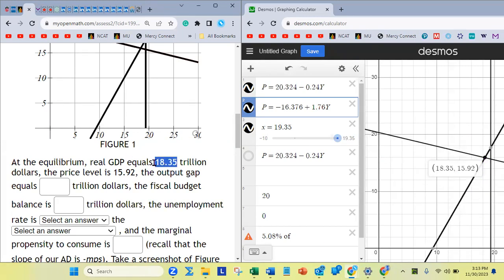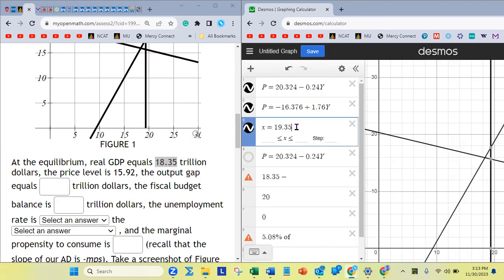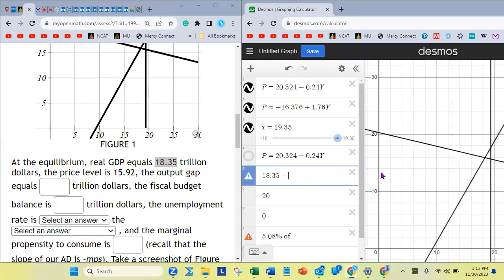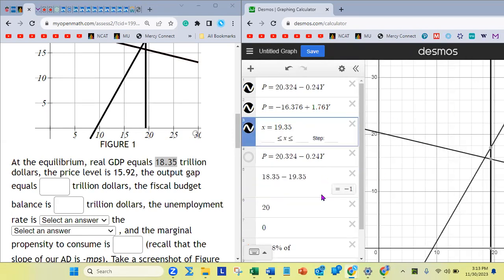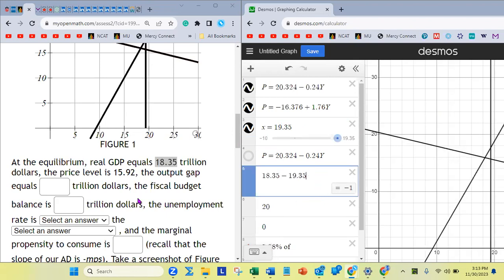So GDP is less than, I'm going to copy it, GDP is less than potential GDP. Potential GDP, again, is this vertical line made by this equation. Potential GDP is 19.35. It's from line 1, right? So my output gap is a -1.